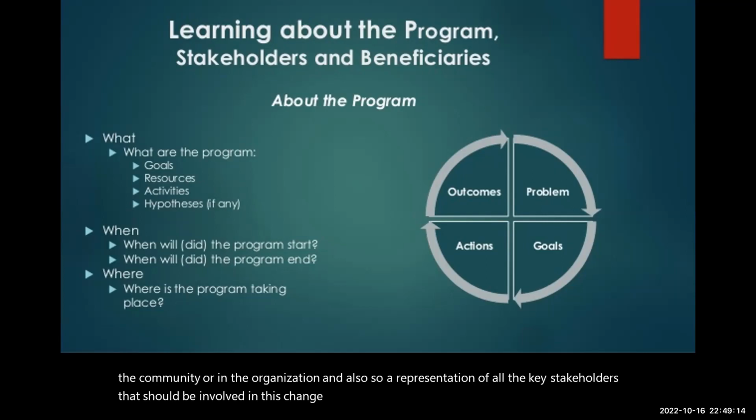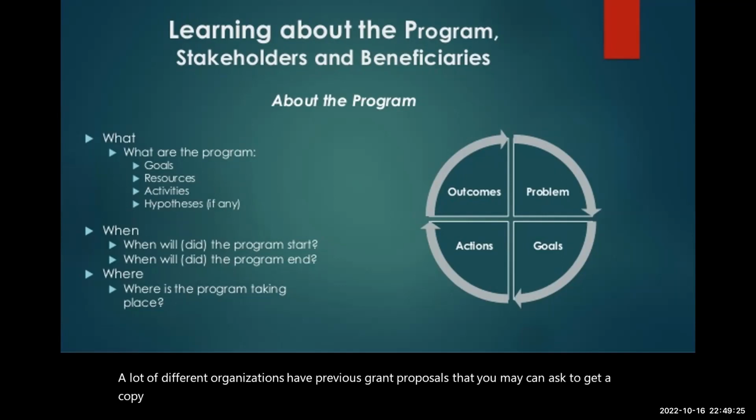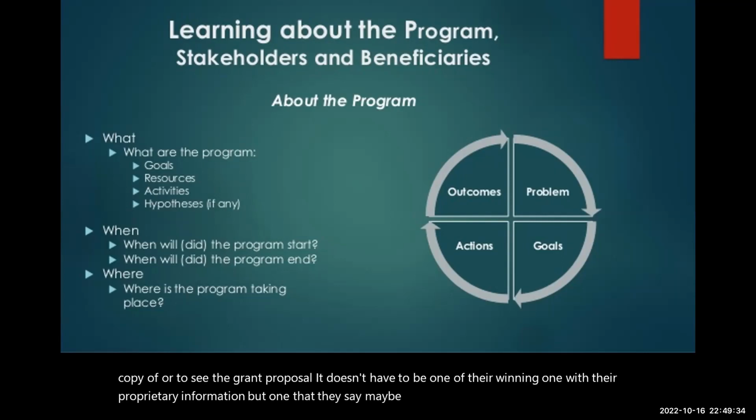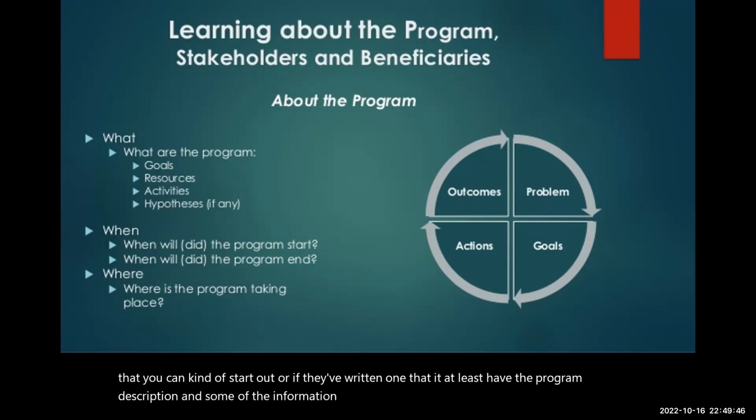So you ask about the program. A lot of different organizations actually have previous grant proposals that you can ask to get a copy of or to see the grant proposal. It doesn't have to be one of their winning ones with their proprietary information, but one that they say maybe have written and did not get the funding, that you can kind of start out. Or if they've written one, at least have the program description and some of the information, so you're not having to go back and ask them.